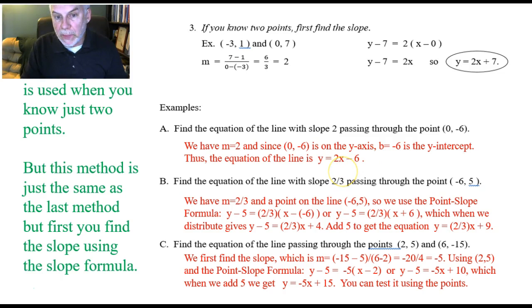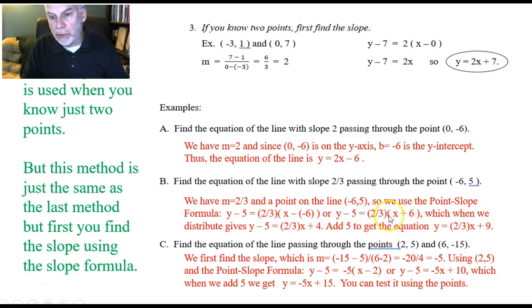In b, you're given the slope is 2/3, and you're given a point on the line, -6, 5. So we can use the point-slope formula. So it'd be y minus the y-coordinate of the point that we have, which is 5, and then equals the slope, 2/3, times x minus the x-coordinate. Now the x-coordinate of the point is -6, so you're going to have x minus -6. So you have that double negative, which of course becomes plus 6. So it's y minus 5 equals 2/3 times x plus 6.